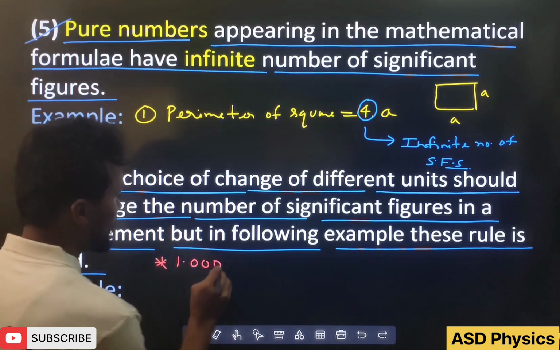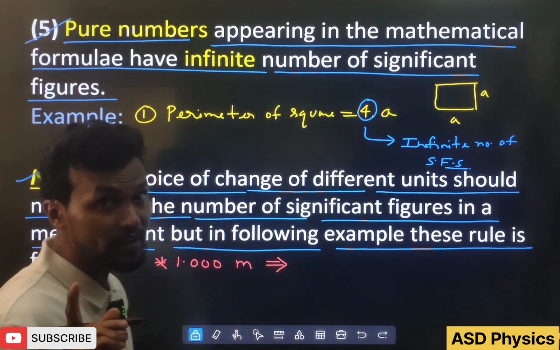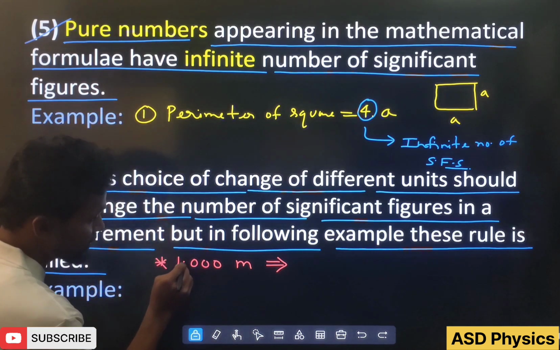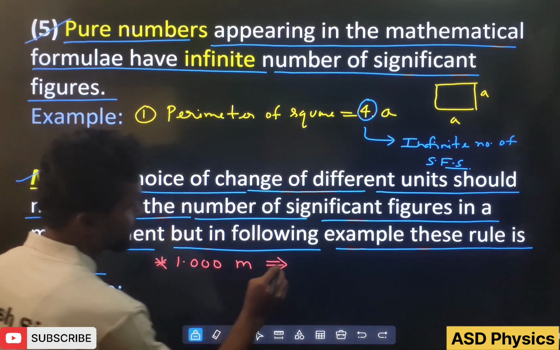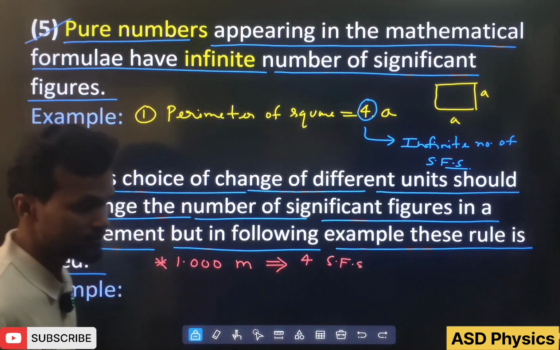So students, let's take for example 1.000 meter. Can you tell me how many significant figures are there? Can you see very well? Now the decimal is there, so all of these are significant figures. That means there are 4 significant figures.